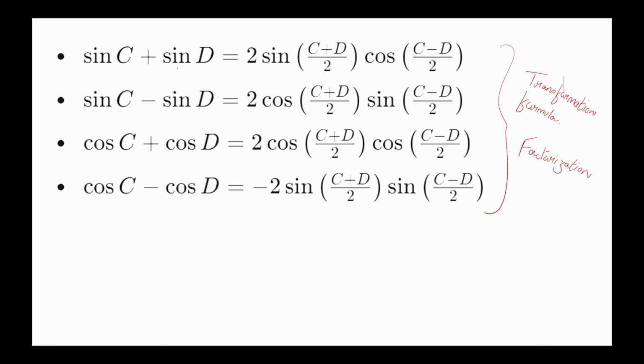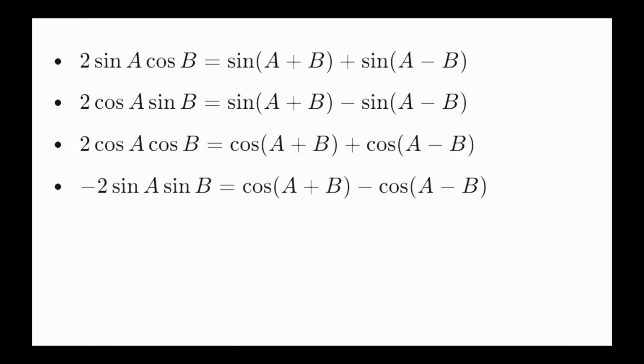So sine C plus sine D can be written as 2 sine (C plus D)/2 cos (C minus D)/2. Sine C minus sine D can be written as 2 cos (C plus D)/2 sine (C minus D)/2. And for cos, I hope you all know cos works completely opposite or differently from sine. So we would have cos C plus cos D as 2 cos (C plus D)/2 cos (C minus D)/2. Cos C minus cos D would become minus 2 sine (C plus D)/2 sine (C minus D)/2. Again, formulas for you to remember.